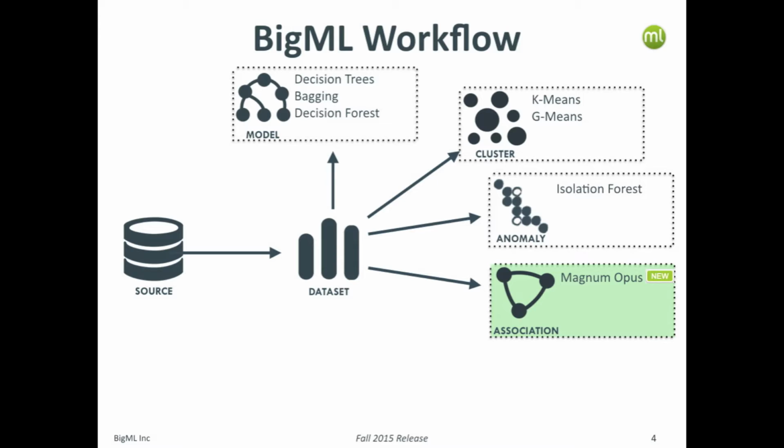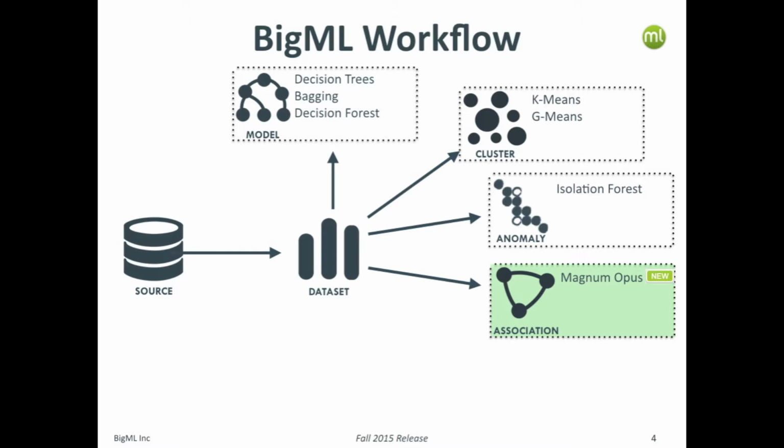For supervised learning, this is when you would build a model that tries to predict a specific label in your data. For that, BigML currently offers decision trees and ensembles of trees, as well as logistic regression, which we'll be introducing later. In the unsupervised learning space, the BigML platform offers clustering in the form of k-means and g-means, where g-means has the ability to automatically discover the appropriate k-value for your data. And in anomaly detection, we have the isolation forest.